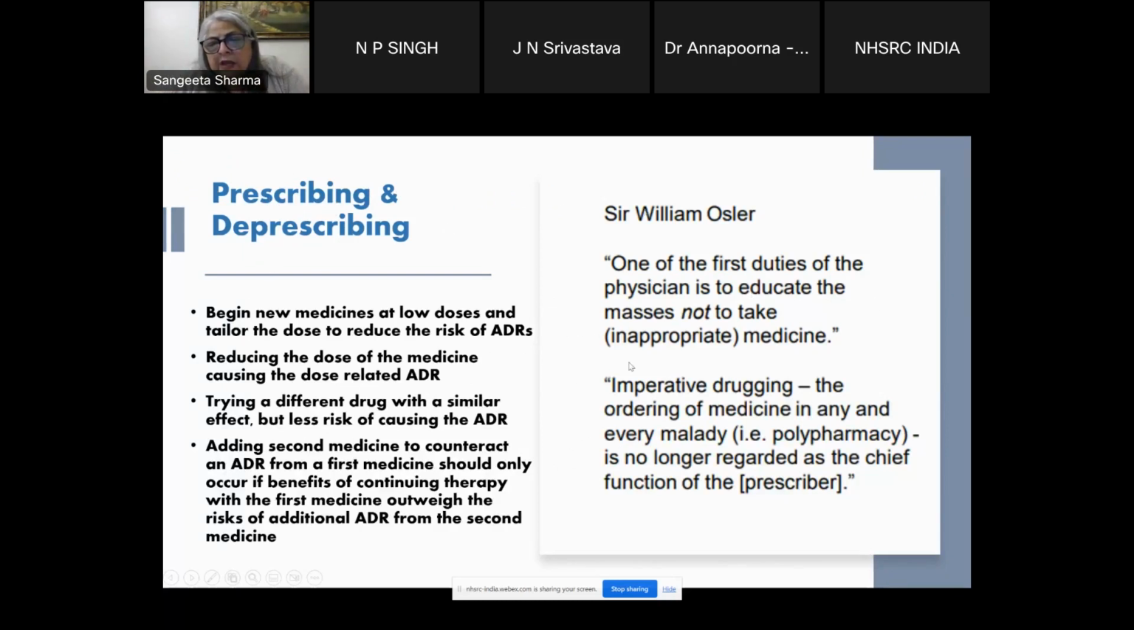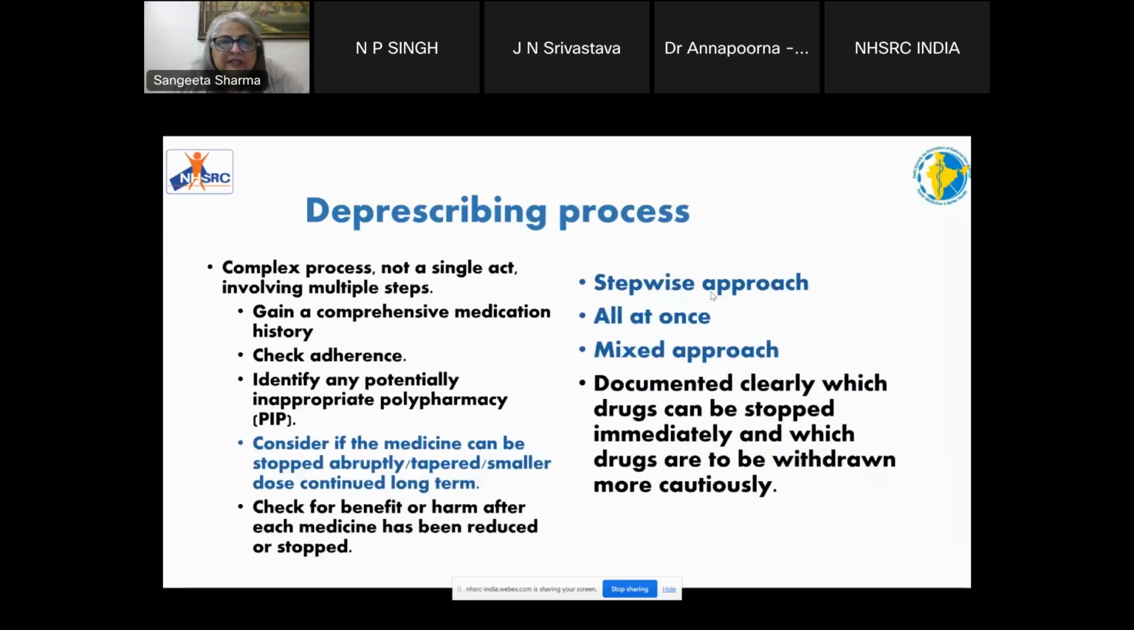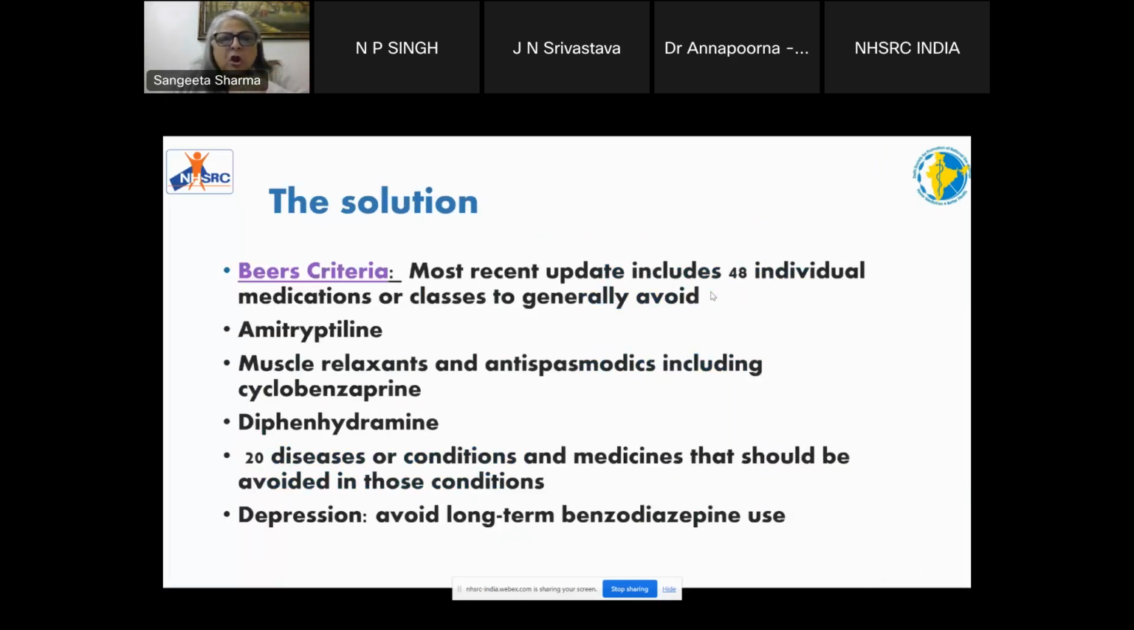I think in one line I can say this: one of the first duties of the physician is to educate the masses not to take inappropriate medicine. When you need it, of course you need to take it. Sir William Osler, the father of modern medicine, has said many things in one sentence here. So you can attempt prescribing, of course, but check the adherence and which one can be stopped.